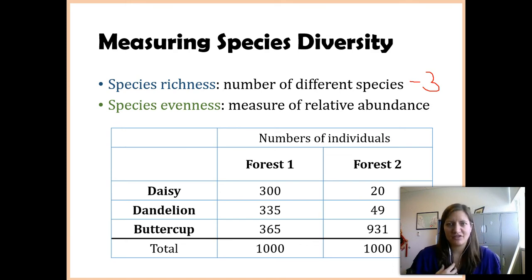So if I'm a wildlife manager, I'm like, oh, you know what? I'm going to forest two. Maybe I'm going to take out some of these buttercups and plant more daisies and dandelions to make the ecosystem more even. Evenness is important because if you only had buttercups, that'll attract organisms that like buttercups and nothing else. Well, what about the organisms that like daisies and dandelions? So it's important to keep ecosystems even, or at least return them to the level of evenness they once were.